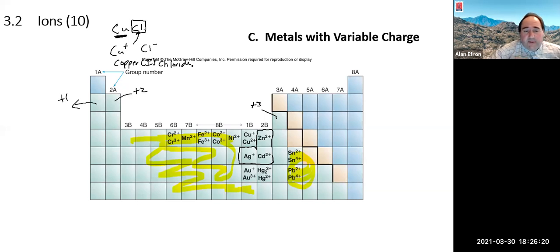The only way you would actually know the charge on, say, a transition metal or type 2 metal is if you were given the name. For example, if we were given copper 1 chloride and you're working backwards into the formula, the copper Roman numeral 1 tells you that it is a copper with a +1 charge. So going backwards from the name to the formula, if you see the Roman numeral, you'll definitely know what the charge is. But going from the formula to the name in terms of a type 2 metal, you do have to figure it out. Other questions on that?